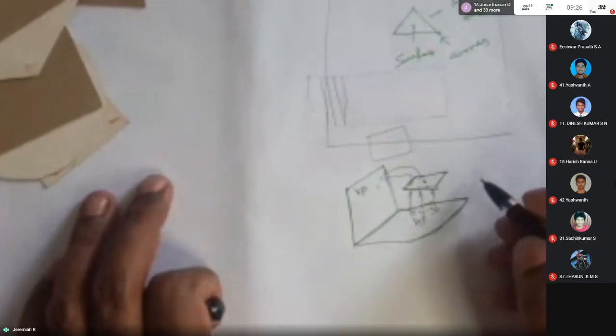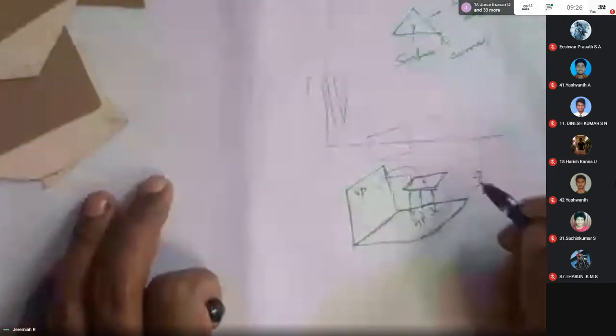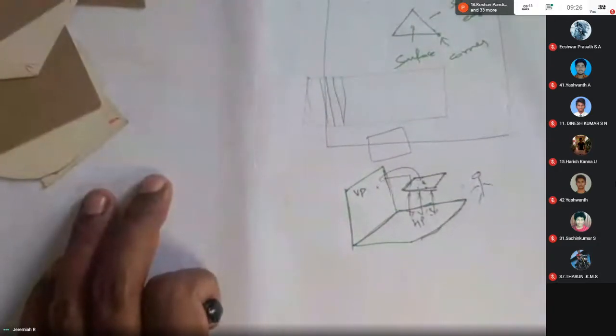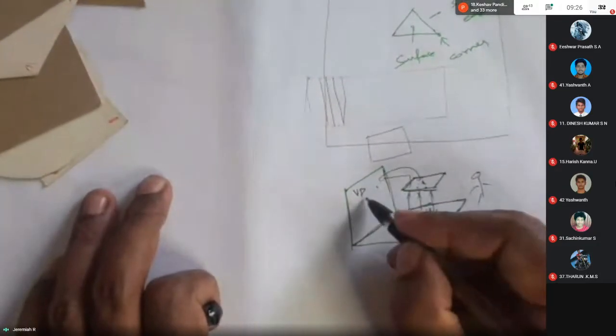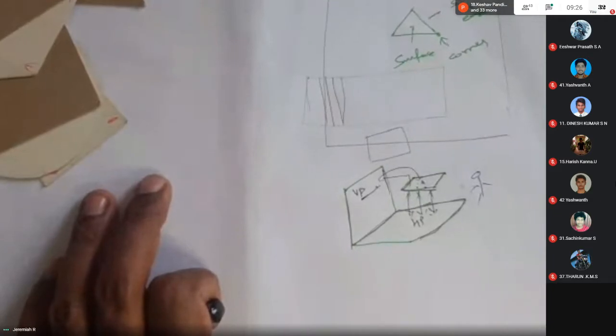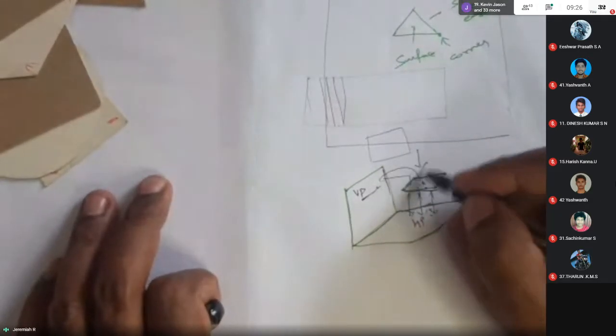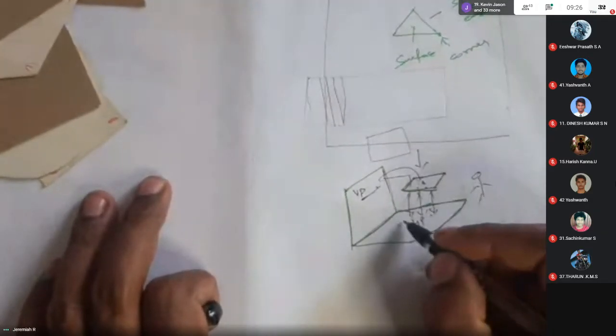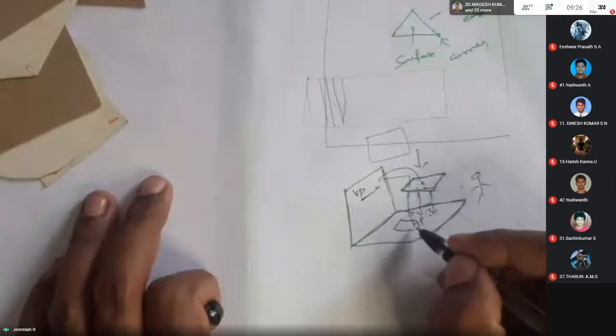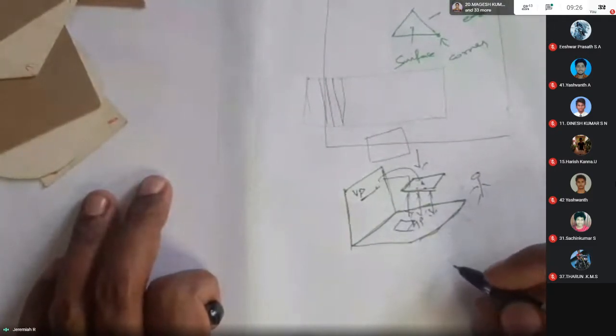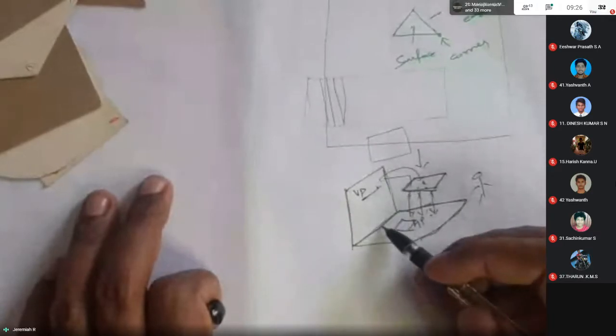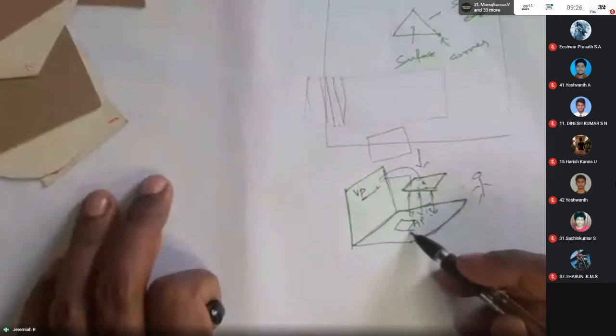When you see from the front, what will you get in the front view? You will get a straight line. When you see from the top, what will you get in the top view? You get something like a square.